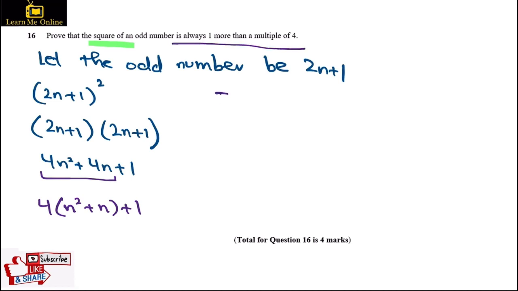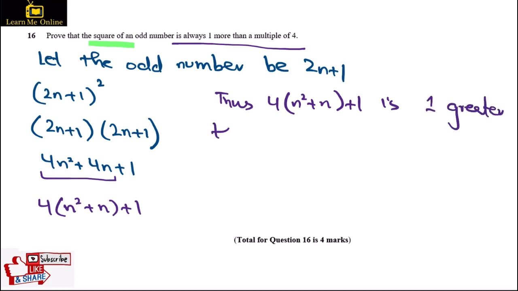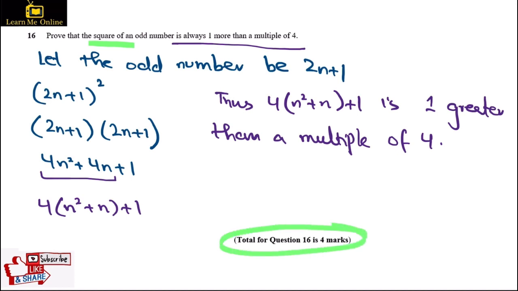The final point, we can write it down, which is thus 4n squared plus n plus 1 is 1 greater than a multiple of 4. So this question was worth 4 marks, and I think that's an easy 4 marks.